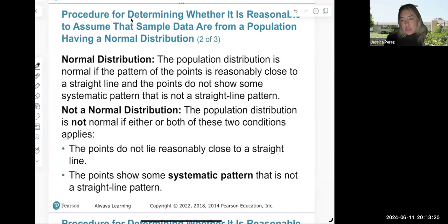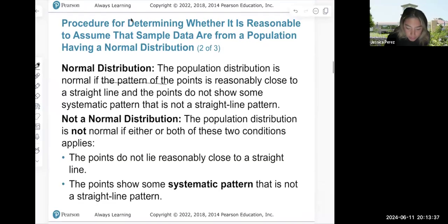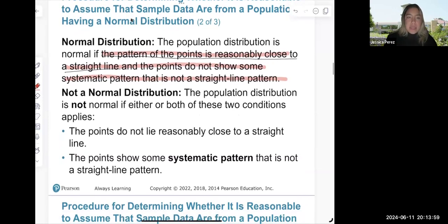So what is the procedure? The procedure for determining whether it is reasonable to assume that sample data come from a normal distribution is that the population distribution is normal if the pattern of the points is reasonably close to a straight line and the points do not show some systematic pattern that is not a straight line. That will be a normal distribution when something follows a line that's increasing.